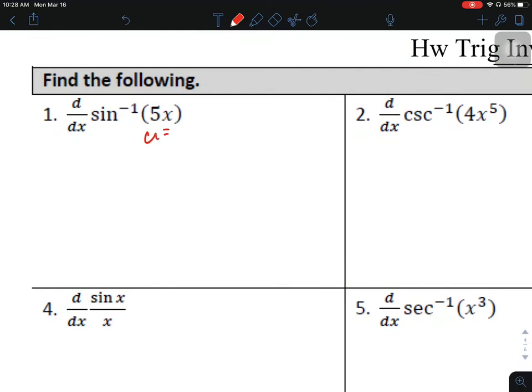is equal to 5x. And the formula for this is u prime, the derivative of 5x is 5, over the square root of the difference of 1 and u squared. U squared would be 25x squared.